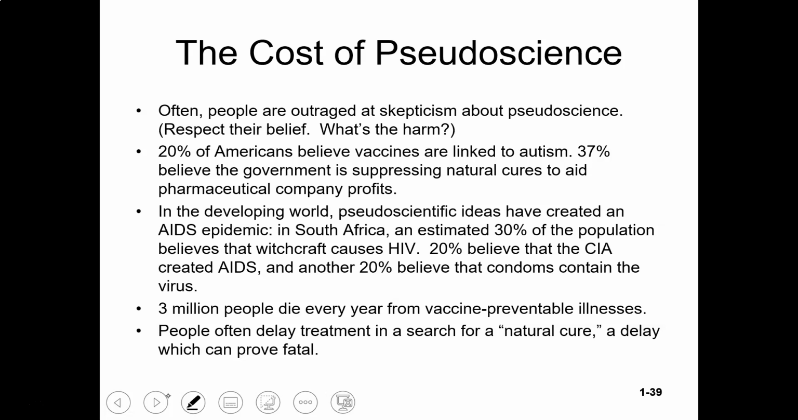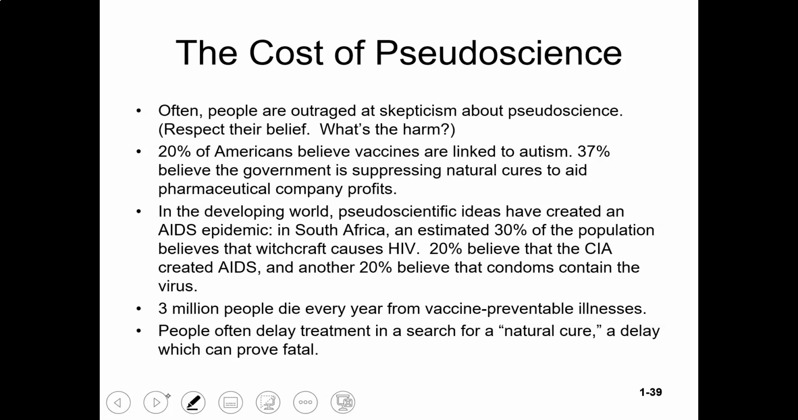In the developing world, pseudoscience is causing epidemics like the AIDS epidemic. In South Africa, around 30% of the population believes that witchcraft causes HIV. 20% believes the CIA made AIDS, and another 20% believes that AIDS comes in condoms. This is much like the number of people right now that believe that wearing masks will give you coronavirus. That doesn't even make sense.